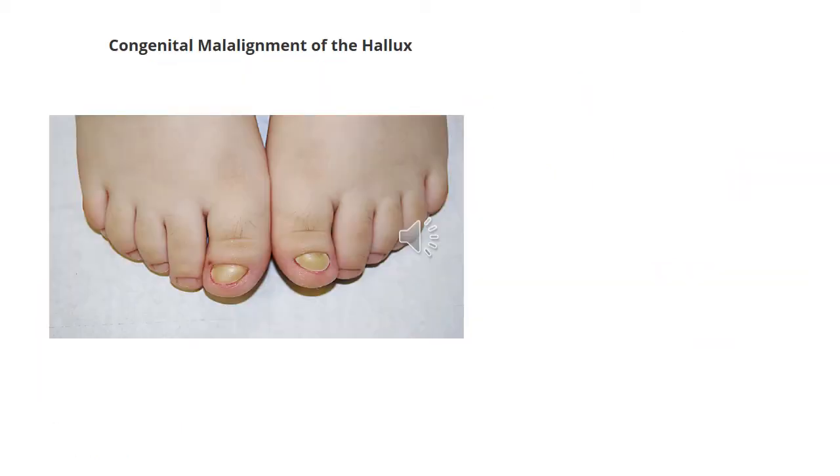Here you may see congenital malalignment of the hallux. Sometimes you may see it acquired because of unfitted shoes, which cause malalignment and curvature of this toe with affection of the nail, malalignment.